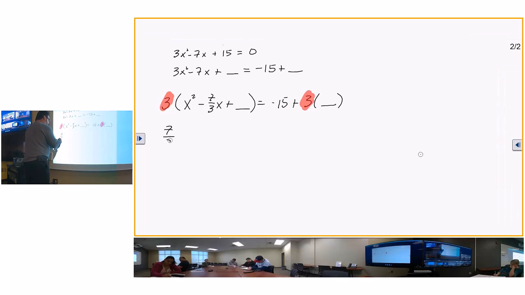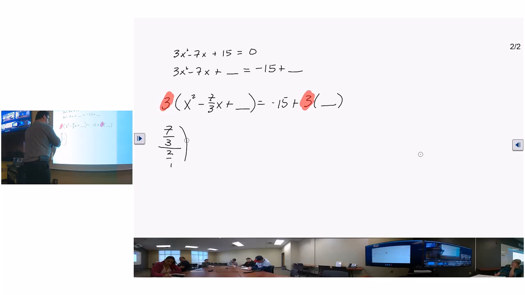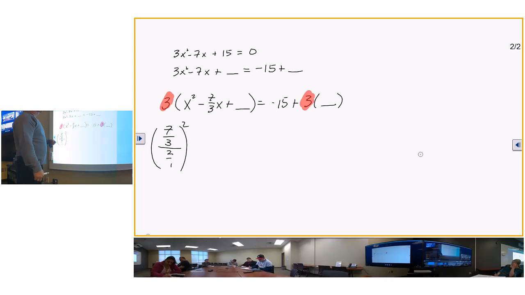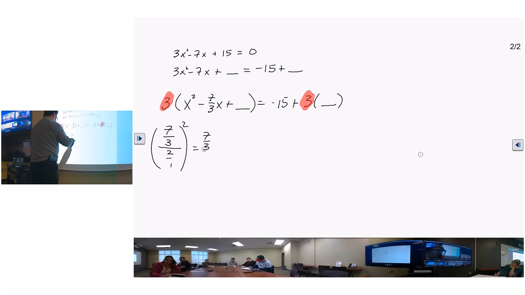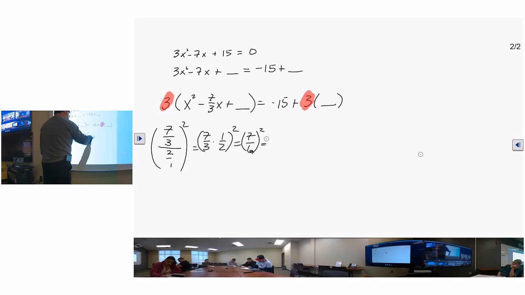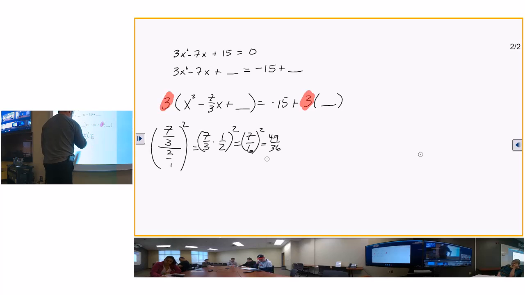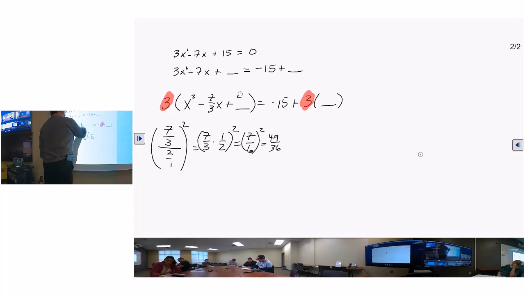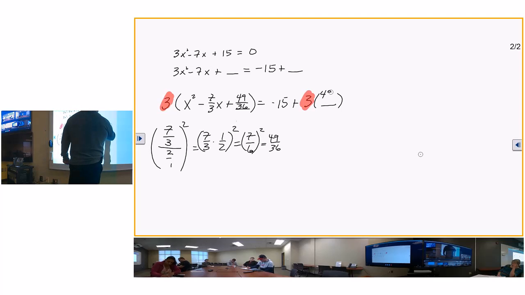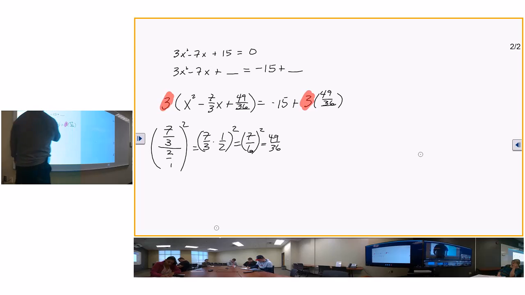7 divided by 3 divided by 2 over 1. Do we divide by a fraction or do we multiply by the reciprocal? Multiply by the reciprocal. 7 divided by 3 multiplied by 1 over 2 squared is equal to 7 over 6. Somebody square that for me. 49 over 36. Now, if you can't do that simple math and you're in a calculus class, yeah, we've got a problem. 49 over 36. Now we're well on our way because this is shortcut number 2.